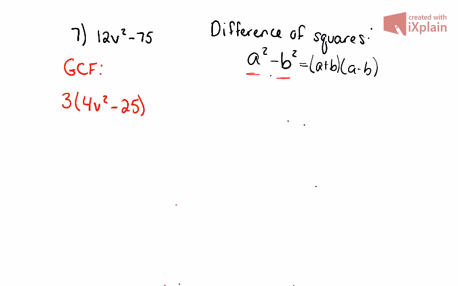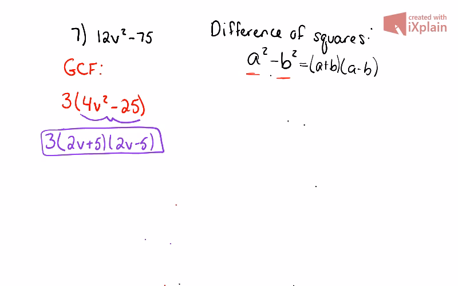And if I look at this new binomial that I've created after I factor out that 3, I'll notice that that is now a perfect square, right? 4 is a perfect square because 2 squared is 4, and 25 is a perfect square. So I know that that would factor into 2v plus 5 and 2v minus 5 if we follow that general form for our difference of squares.